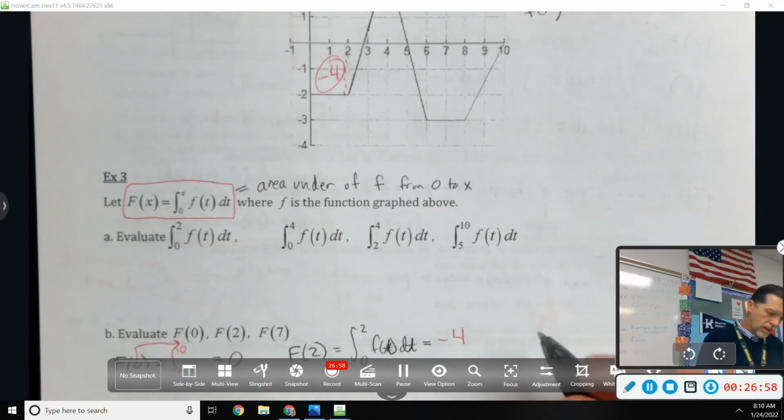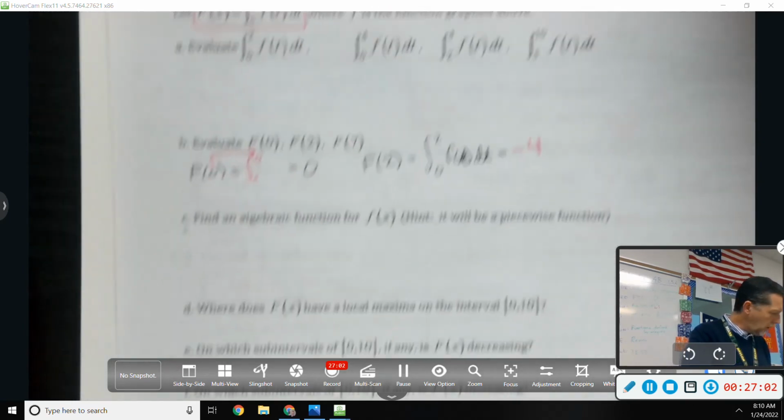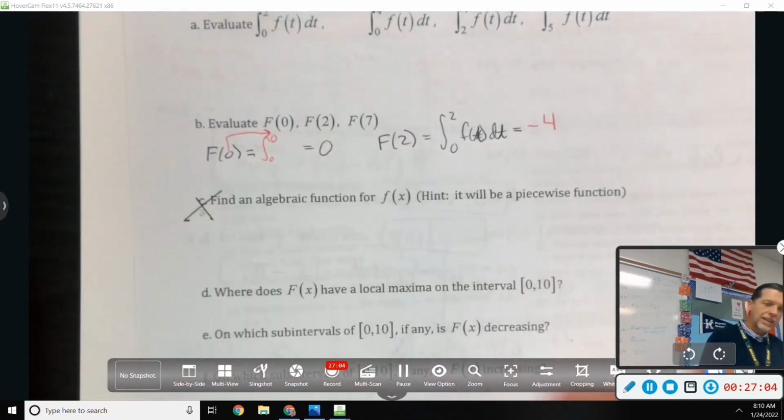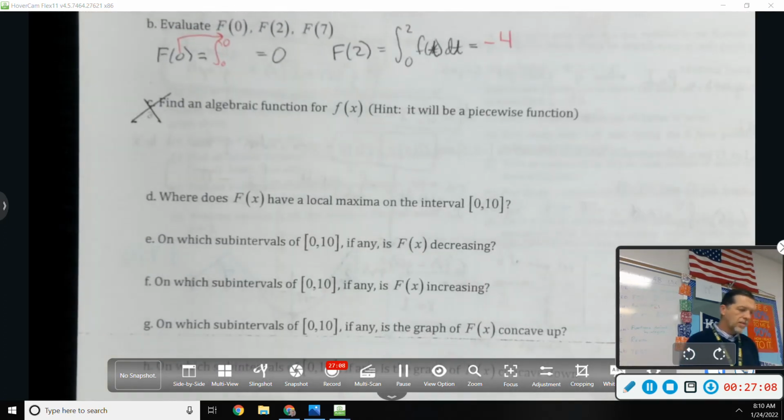Let's skip f of 7 because I really want to get to, and we can outright skip c. Like that's beyond what we want to worry about. So we're going to omit c. You don't need to know how to do c. We don't need to write a piecewise function.